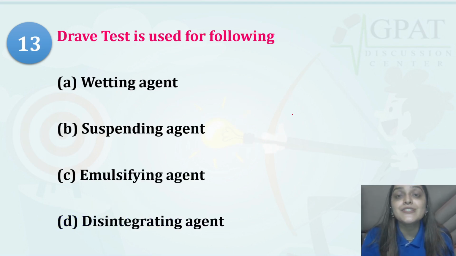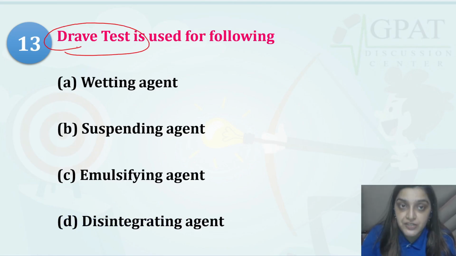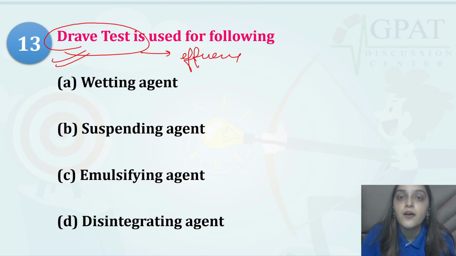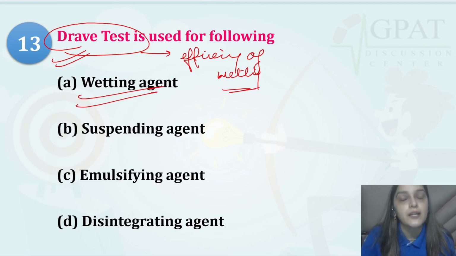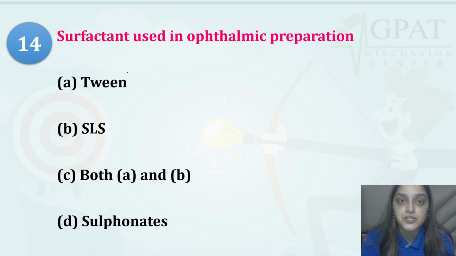Next, Draves test is used for what? This question is like a favorite question. Draves test is used for the efficiency of a wetting agent. So I think it must be clear by now that option A here is correct. It was a direct question.